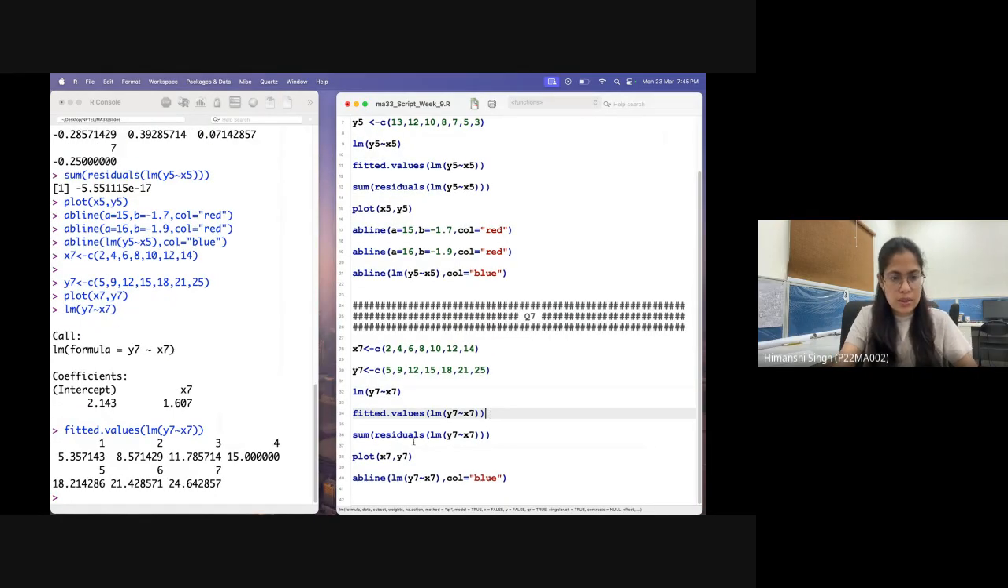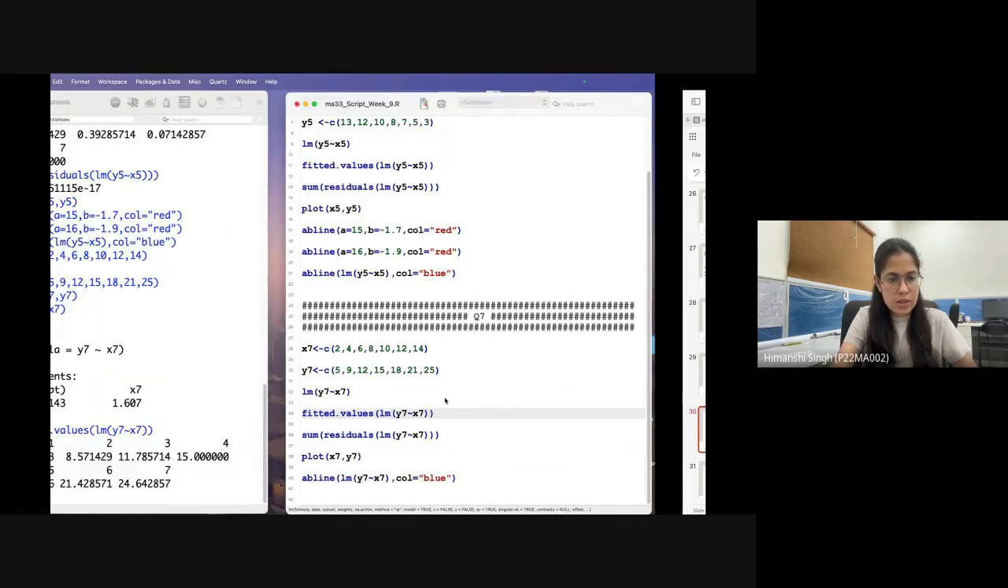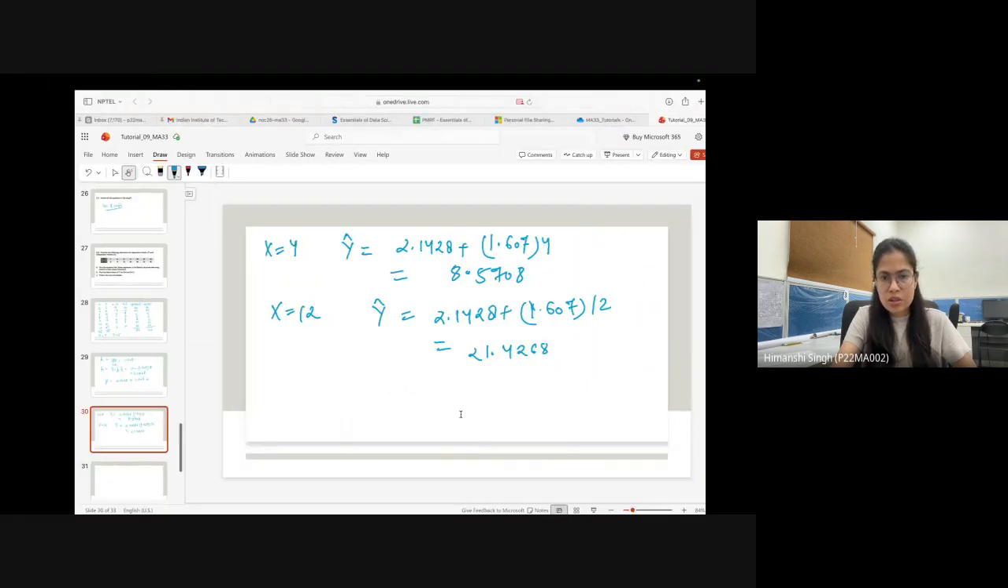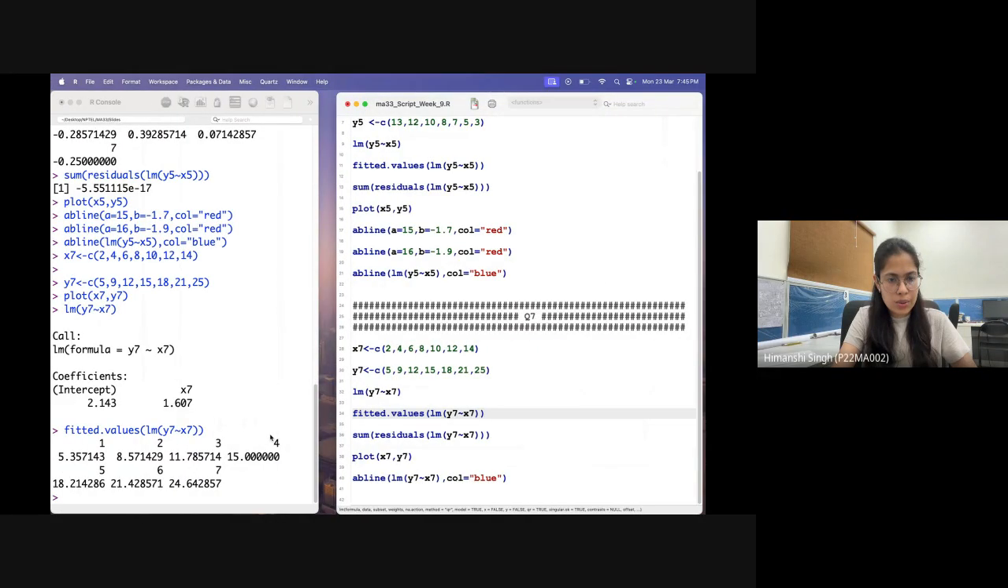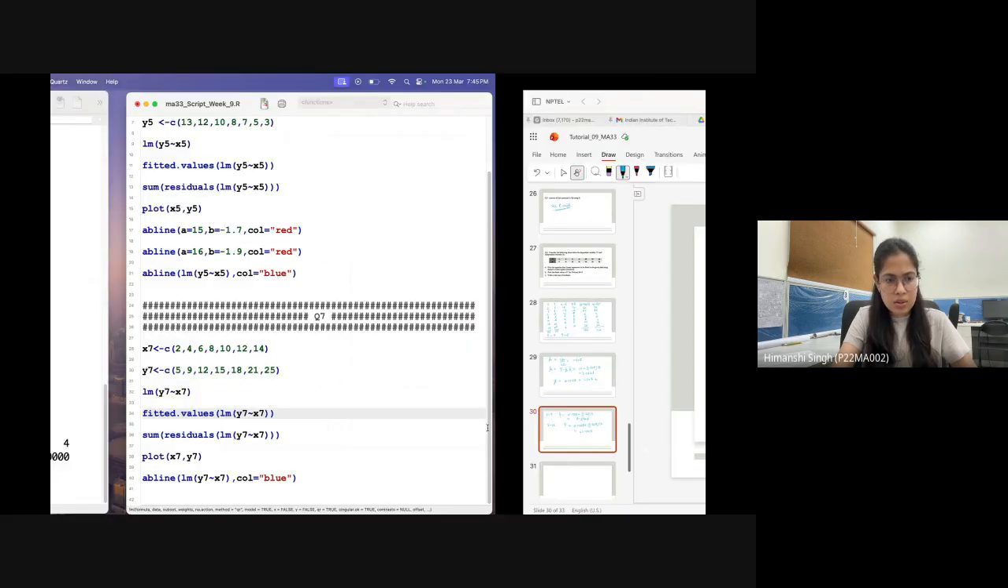So let us do these fitted values with respect to R also. So here you can see these are the values. For x equal to 4, it is coming out to be 15. Okay, wait a minute.